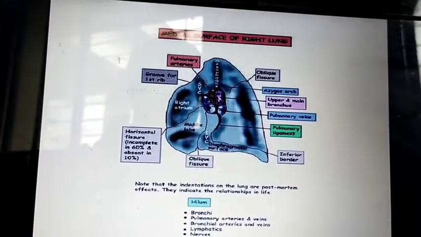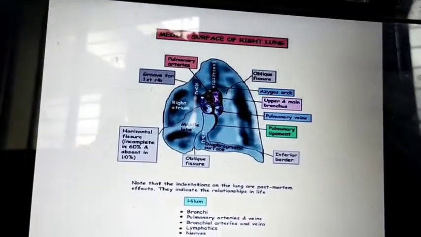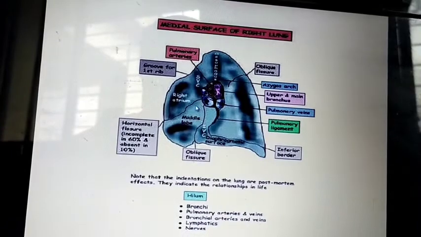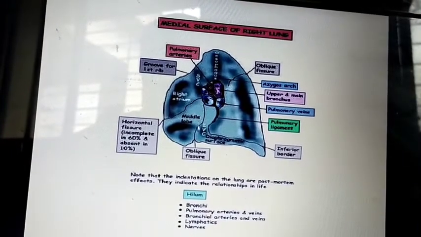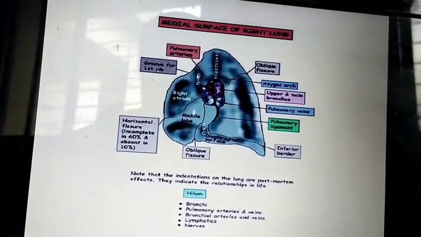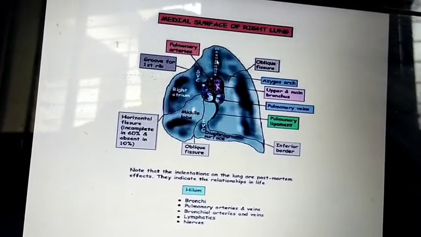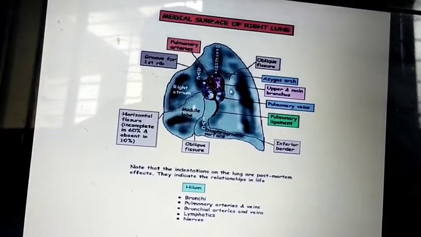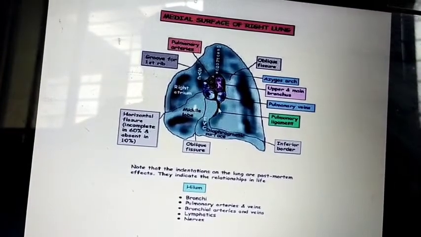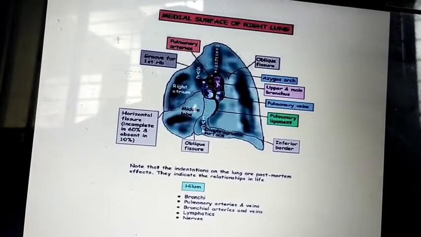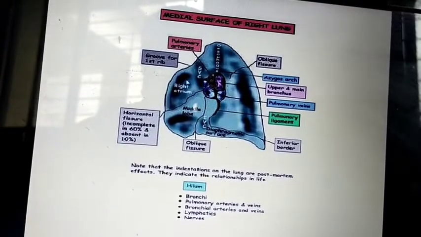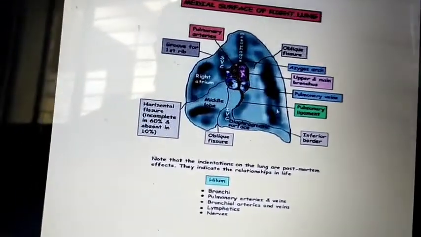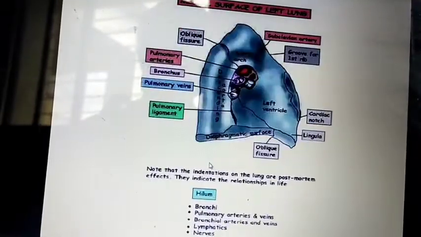You can see here the medial surface of the lung. In that, this is the oblique fissure, this is the horizontal fissure. This is for the superior vena cava, this is for the esophagus, and this is the arching of the azygous vein. Here you can get the pulmonary ligament, this is the impression for the inferior vena cava, and you can see the right atrium impression. This is about the medial surface of the lung.